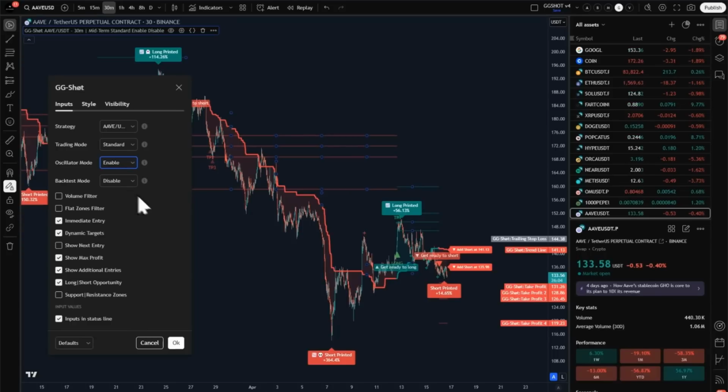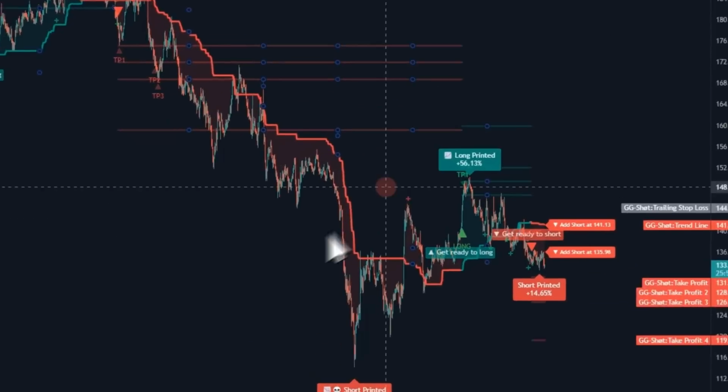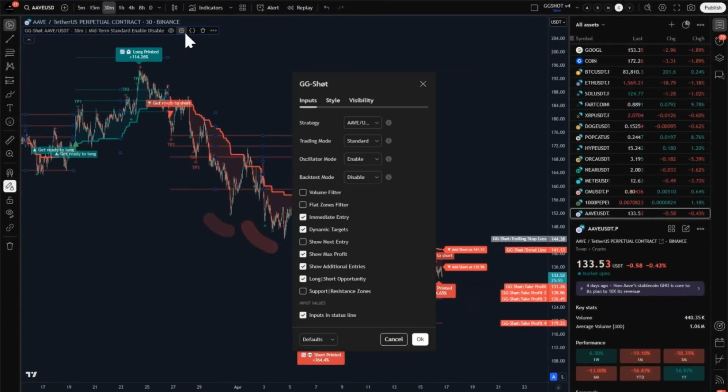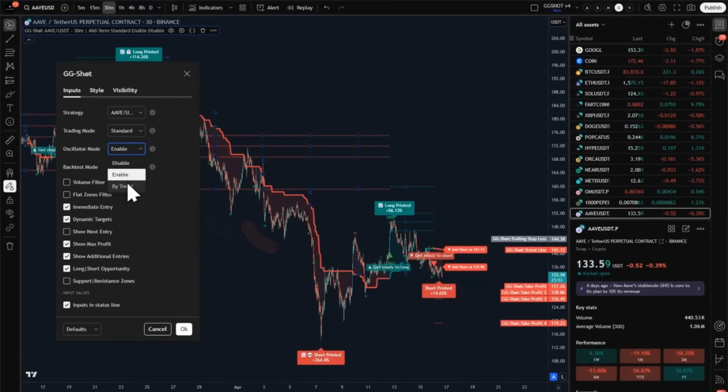Below that is the oscillator mode, available in 2 configurations. Enable mode creates signals, green and red cross, in both directions, independent of the primary trend for mixed market conditions. By trend mode, filters signals to align with the current trend, ensuring they follow the market's primary direction.